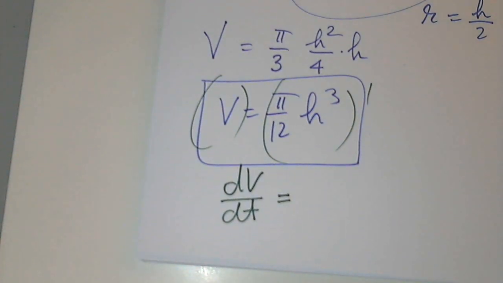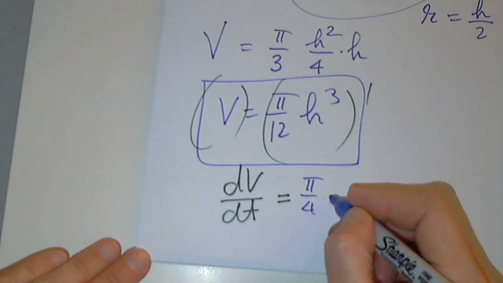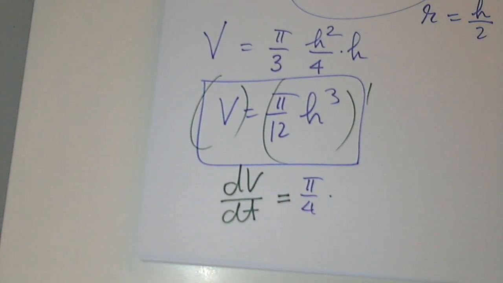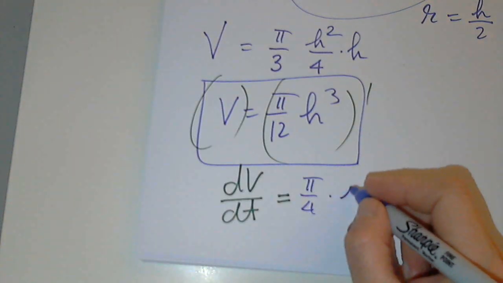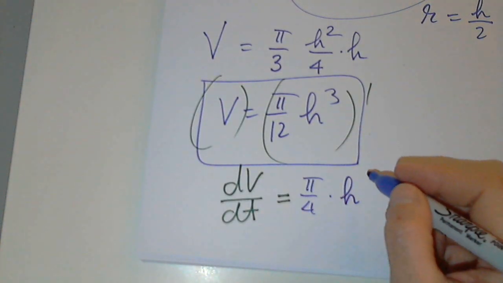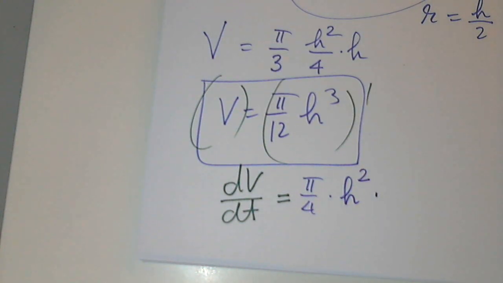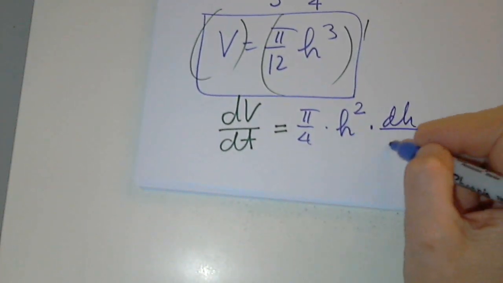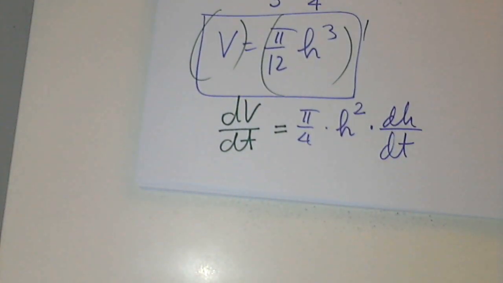Could be 3 pi over 4. Over 12, which is pi over 4. Very good. Excellent. Perfect. You can write it in steps. Times h to which power? Excellent. Times, remember, h is not a variable. h is a function of time. So times dh over dt. That's it. So I brought 3 down. I simplified 3 pi over 12, and I got pi over 4. I subtracted 1 from the power, and I differentiated the inner function.